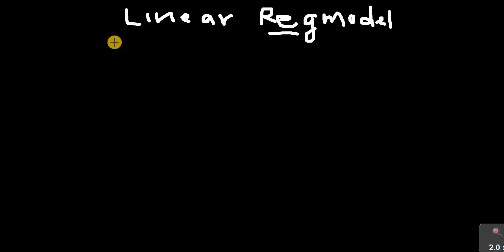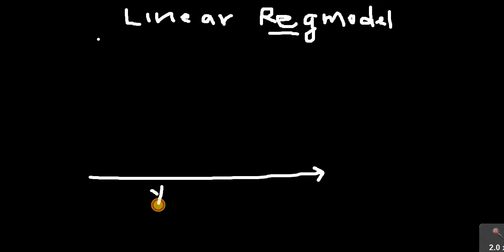Now, you see here, there are two variables. Take for example, this is years: first year, second year, third year, like that. And then we have another axis, which is sales.